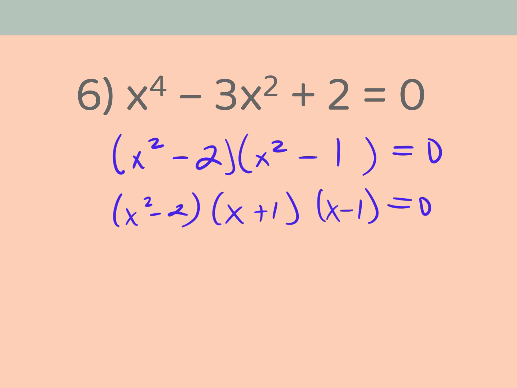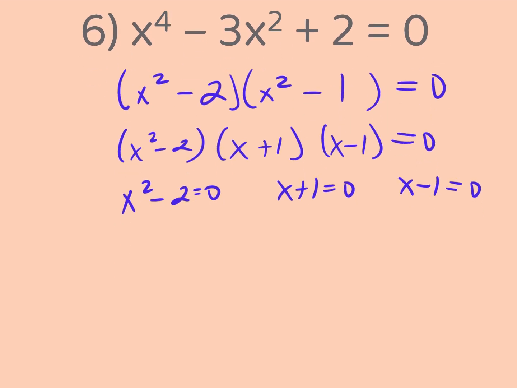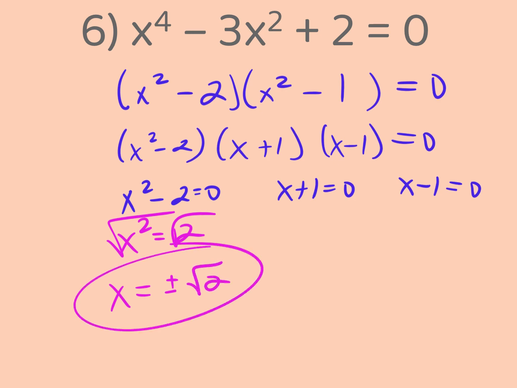So now what do I do with each piece? Set it equal to 0: x squared minus 2 equals 0, x plus 1 equals 0, x minus 1 equals 0. Good job. So I'm going to add 2 to both sides. I get x squared equals 2. How do I get my answer? Take the square root. Good. What goes in front of my answer? Plus or minus. Do we know the square root of 2 off the top of our head? No.